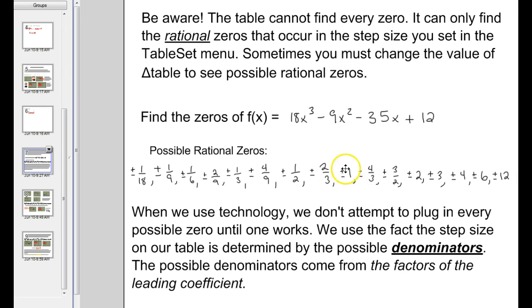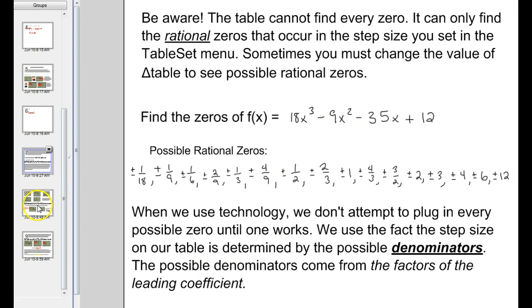And if we don't find 3 zeros, the next thing we do is go to the next biggest denominator. Right now our denominator is 1 because we're looking at whole numbers. Then we change the denominator to 2 and look for the halves, then to 3 for the thirds, and then not 4 but 6. It always goes by the next biggest denominator, and it all comes from the leading coefficient. Another reason why the leading coefficient is so important.